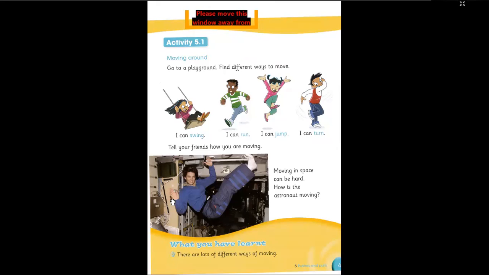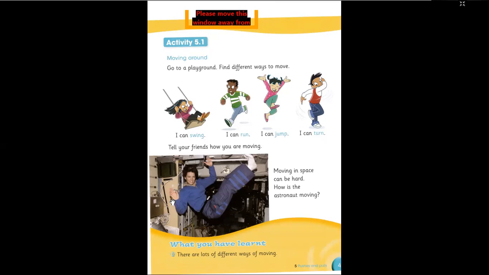The girl is saying, I can swing. What is the word? Swing. It is also a movement. I can swing. Say with me, boys. I can swing.